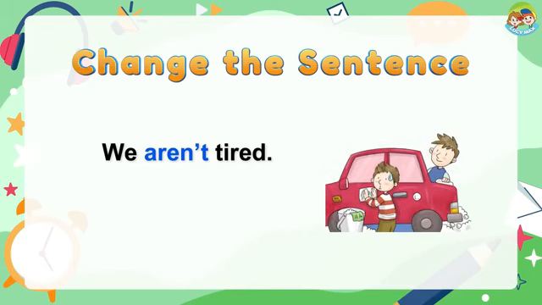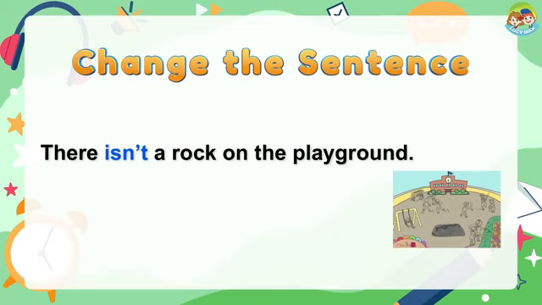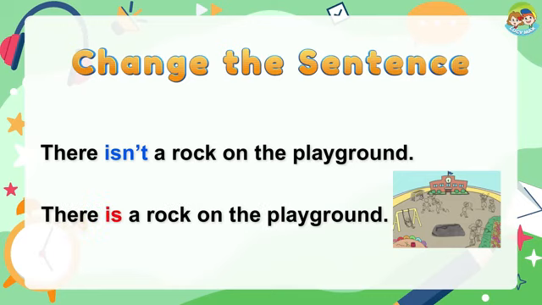We aren't tired. The adjective tired stays the same. We just take not off of aren't. The new sentence is, we are tired. There isn't a rock on the playground. Take not off of is. There is a rock on the playground.